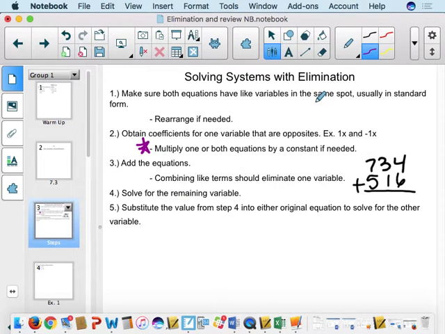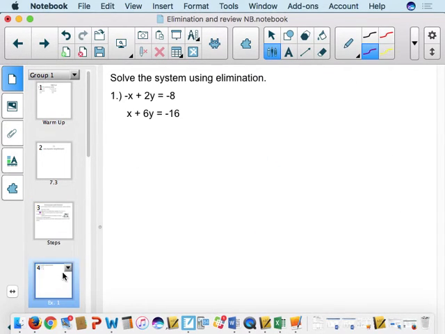Is that a question? No? Okay. And then we're going to solve the variable, okay? We're going to add them up, solve, and then we're going to substitute back in. You're going to probably like this method better than substitution, okay?